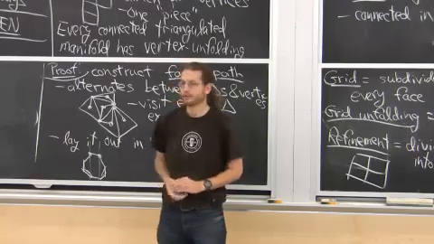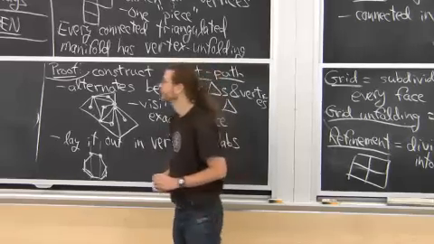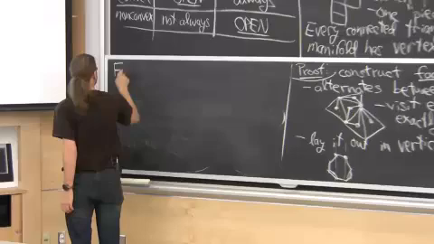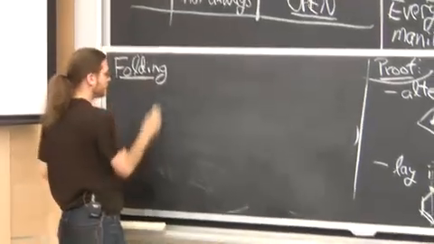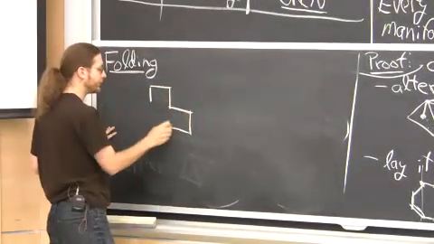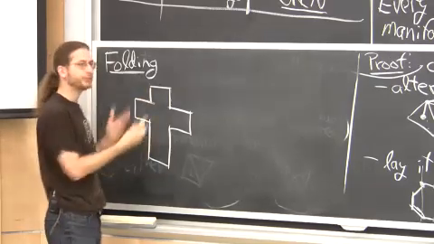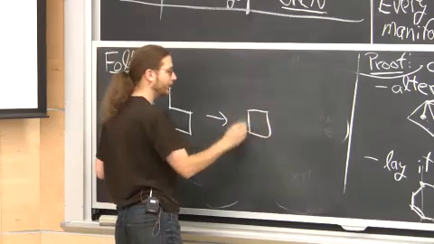I'm going to take a break from unfolding now and switch to the other direction of folding. So with folding, we're imagining we're given some polygon, and we'd like to make a polyhedron out of it. It's exactly the reverse of what we've been thinking about.